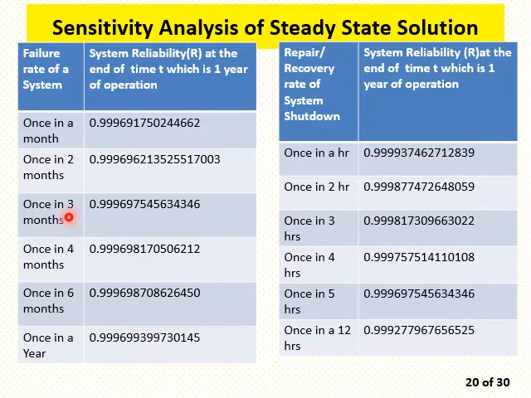You can see that the impact of changes in the failure rate of the system on the reliability is less than the impact of change in the rate of system shutdown. System reliability here is the reliability at the end of the period of use, which is 1 year of operation. You can see it.